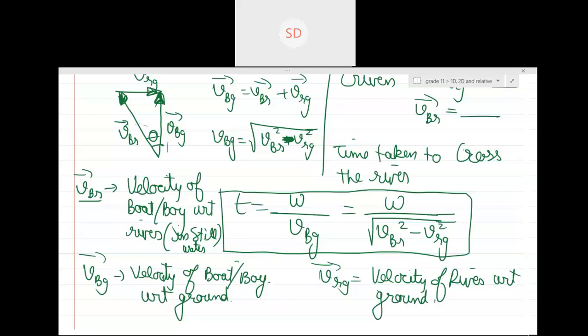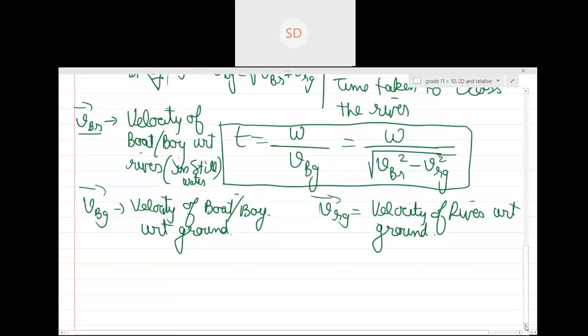We'll see one concept of maxima minima as well, but for that, do you remember differentiation? You have forgotten all that, differentiation? Yes sir.